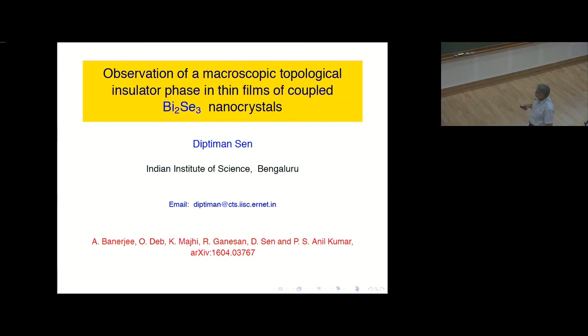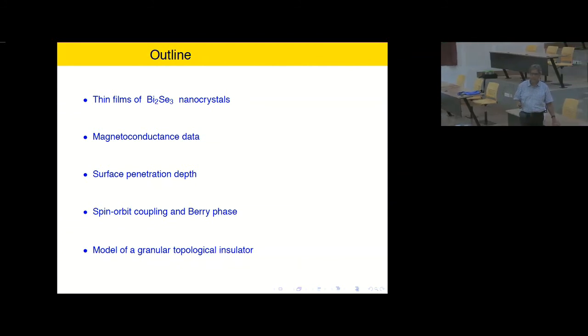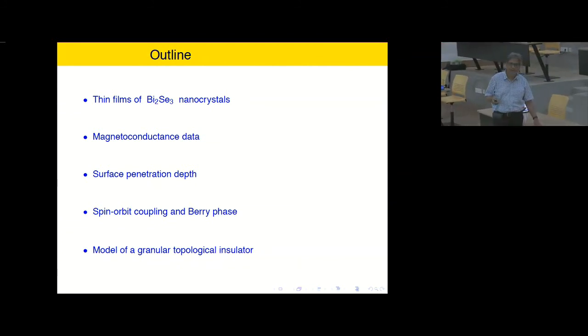So the outline of the talk is as follows. First I'm going to present the experimental observations and analysis. These involve thin films of bismuth selenide nanocrystals, so you'll see exactly what I mean by this. Then I'll present the magnetoconductance data, the surface penetration depth, and spin orbit coupling and Berry phase. This is all experimental stuff. And then at the end, I'll present a very simple model which qualitatively explains all of these observations. Not really quantitatively, but at least qualitatively, it really explains all of them.